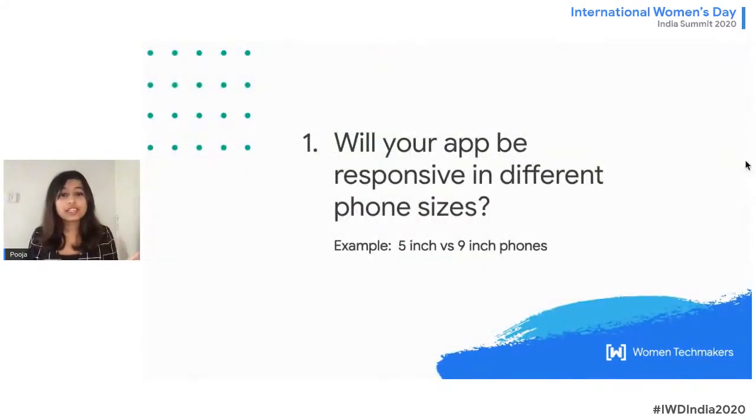So, first thing is, will your app be responsive in different phone sizes? If you're developing for a 9-inch phone, you might try it on a 5-inch phone and it will look terribly ugly because you might have some fixed width or fixed height or certain fixed content like that, which is not very responsive. So first, make sure that your app is responsive in different phone sizes.